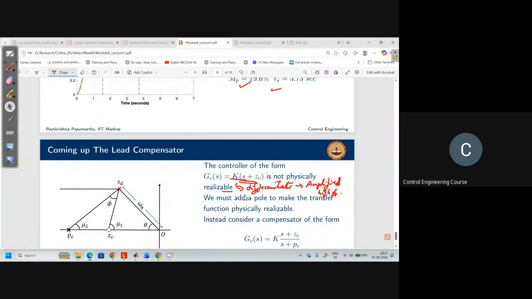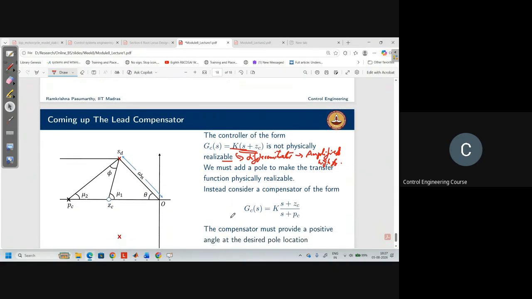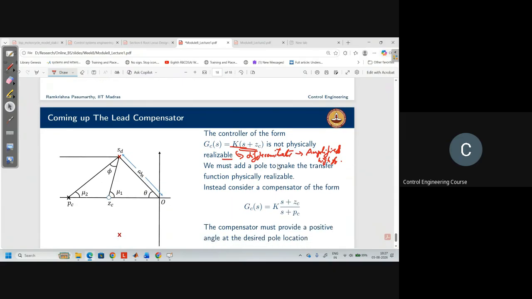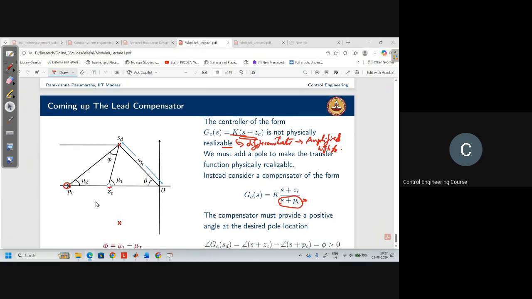So what we do instead is design a compensator. This is a lead compensator. That means we add another pole for the same system, where we keep PC far away from ZC. This is the location of your controller zero ZC, and we choose another pole which is far away from ZC so that its effect is very small compared to ZC. This is called a lead compensator.